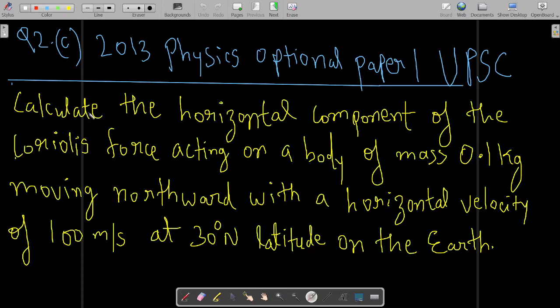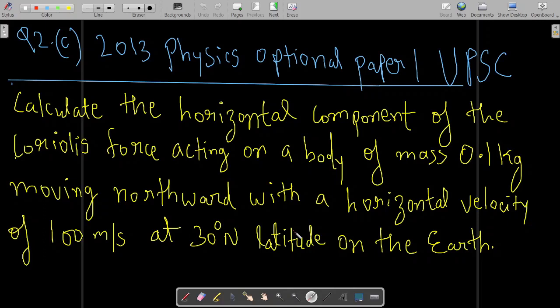So the question 2C says the following: calculate the horizontal component of the Coriolis force acting on a body of mass 0.1 kg moving northward with a horizontal velocity of 100 meter per second at 30 degree north latitude on the earth. So due to rotation of the earth there is Coriolis force.